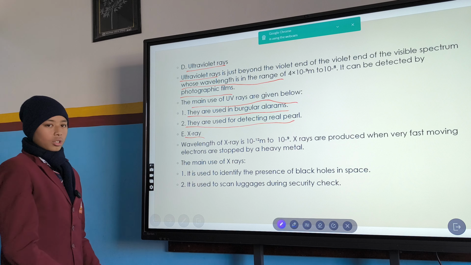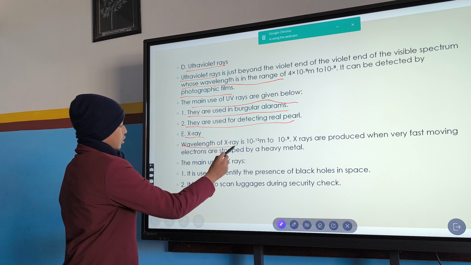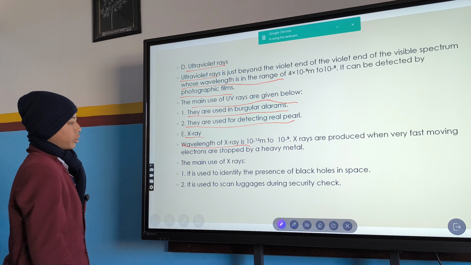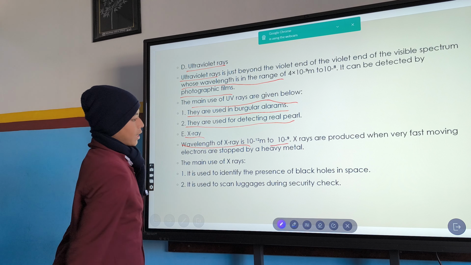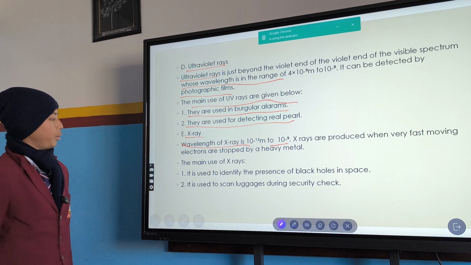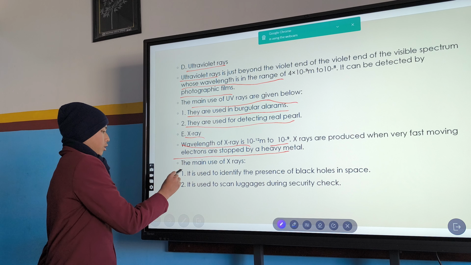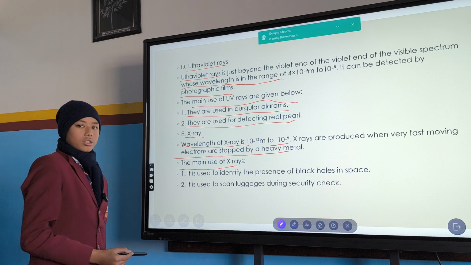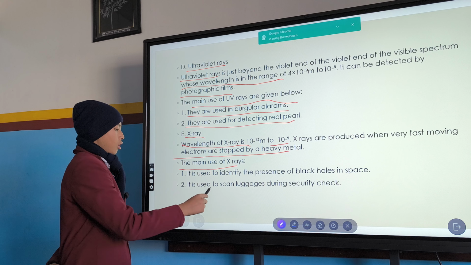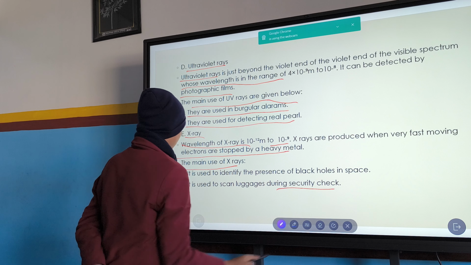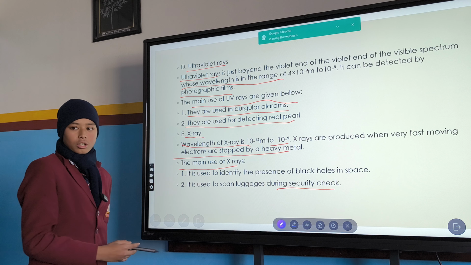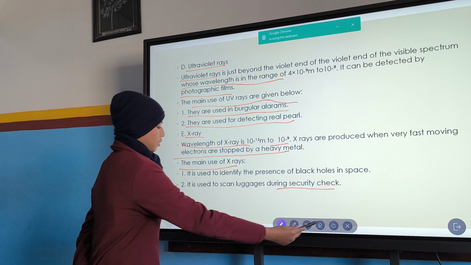X-ray. The wavelength of X-rays is 10 to the power minus 7 meter to 10 to the power minus 9 meter. X-rays are produced when very fast moving electrons are stopped by a heavy metal. Uses of X-rays: they are used to scan luggage during security checks, and to identify the presence of black holes in space.